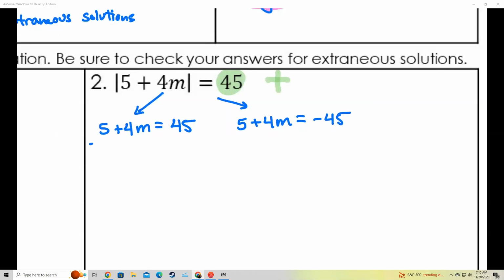All right, we're going to solve relatively quickly. Let's see, I'm going to subtract 5 on each side. I get 4m is equal to 40. Divide both sides by 4.